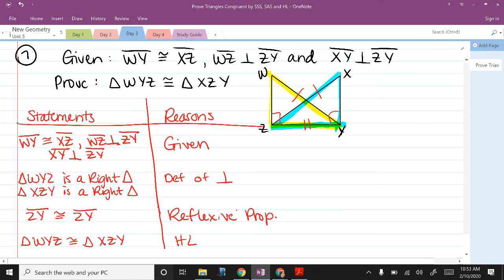You can only use hypotenuse leg for right triangles. So we had to establish these were right triangles, because they didn't tell us that, before I could use hypotenuse leg. Y'all see that? All right, it's time for practice.